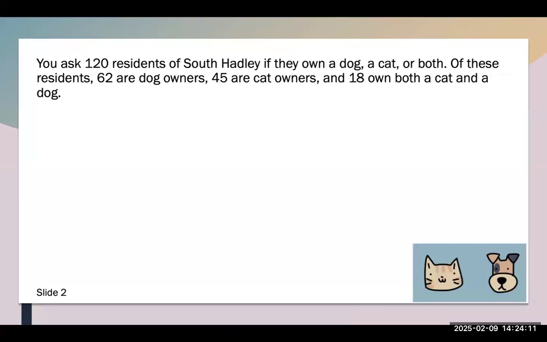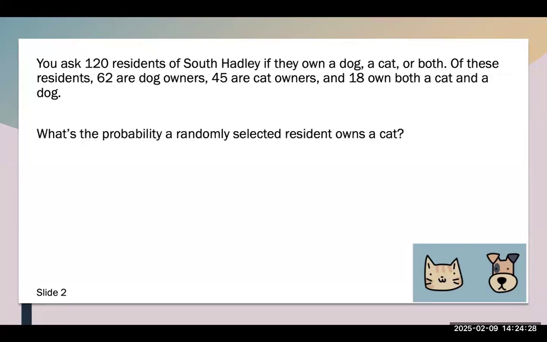Let's take a look at this example. Suppose you ask 120 residents of South Hadley if they own a dog, a cat, or both. Of these residents, 62 own dogs, 45 own cats, and 18 own both a cat and a dog. What's the probability a randomly selected resident owns a cat? Well, there are 45 cat owners, there's 120 residents, so the answer is 45 out of 120.